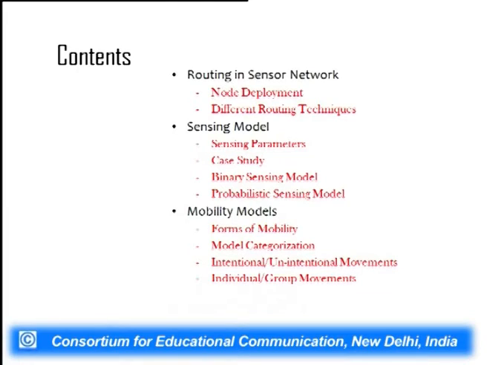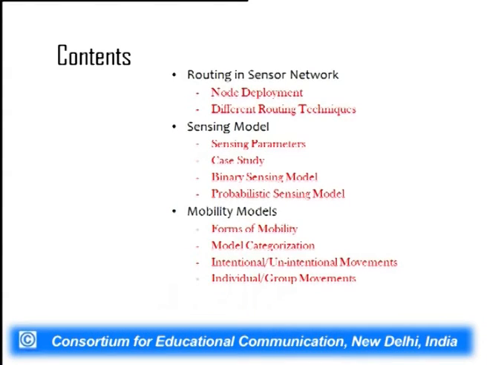Roughly, the contents that we are going to cover in this lecture include node deployment, different node deployment strategies, and the different routing techniques in support of such deployments. Then we'll come across the sensing model and the different sensing parameters, because as the name goes, sensing is a prime feature of a wireless sensor network apart from communication services.